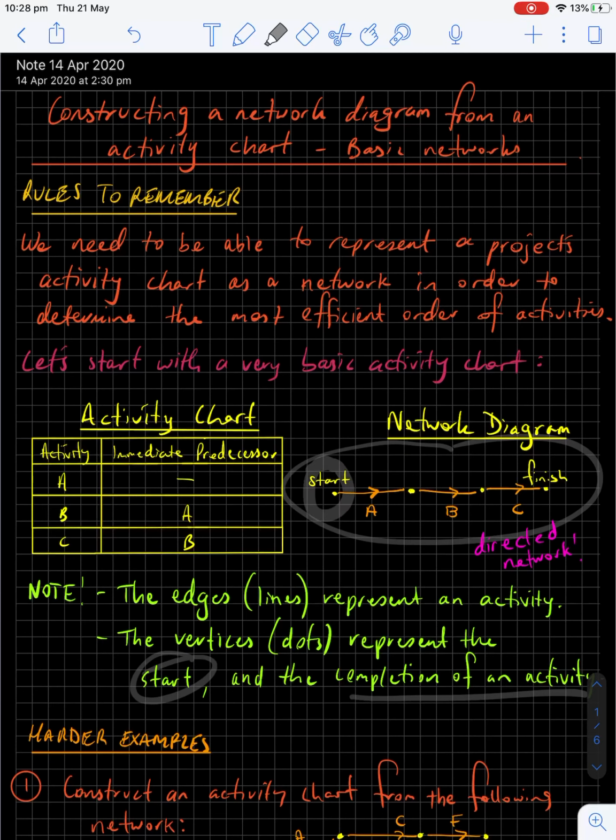So our start position is pretty much saying you can do A straight away. So A comes out of our starting dot. This line here represents doing the activity A, and this dot right here represents A being completed. Once A is completed, you can commence B, and once B is completed, you can then commence C, and you get to the finish of your project. It's really important that it's a directed network. You need to show these arrows to show which way the network is flowing. It's going from start to finish typically.